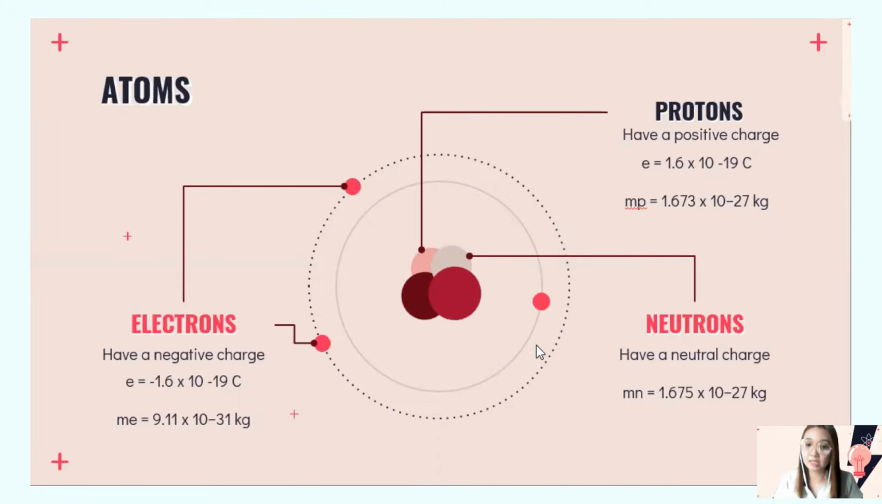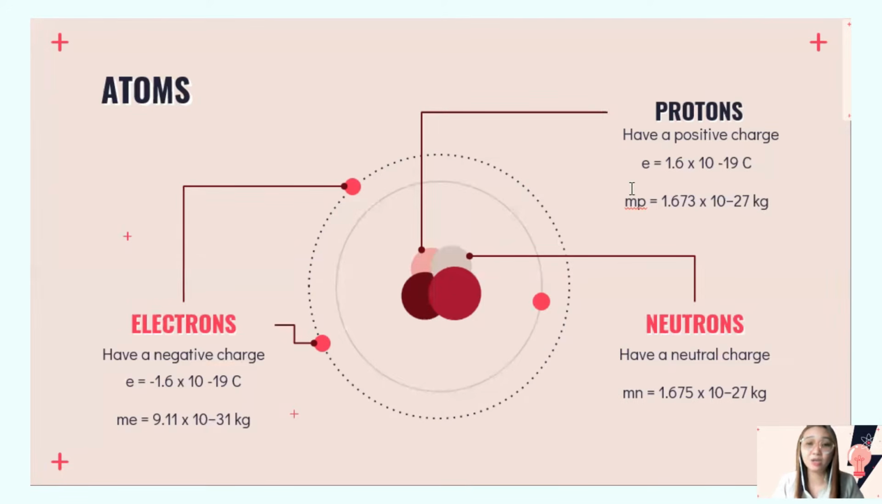It weighs 1.65 times 10 raised to negative 27 kilogram, and it has a neutral charge, meaning it doesn't have any charge. Second, we have the protons. Protons have a charge which is considered to be positive, equal to the magnitude of 1.6 times 10 raised to negative 19 coulomb, with a mass of 1.73 times 10 raised to negative 27 kilograms.